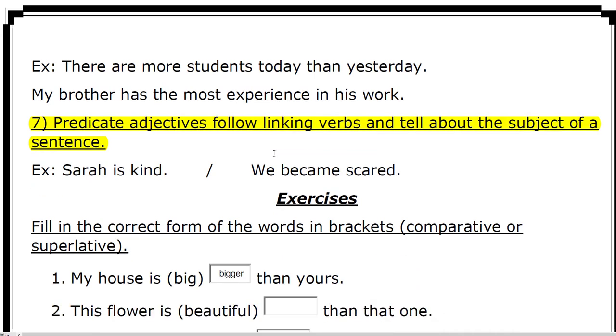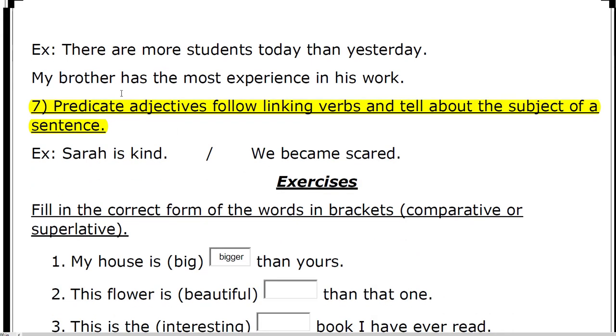Finally, the last type, predicate adjectives, follow linking verbs and tell about the subject of a sentence. Example, Sarah is kind. Where is the predicate adjective? Kind. Yes, we are describing Sarah.